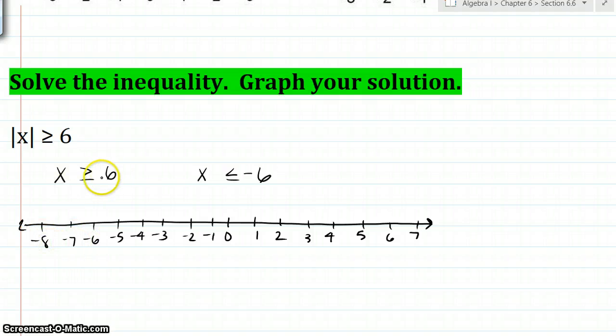Okay, so at 6, I have a closed dot because it's greater than or equal to, so it can equal 6. And it's greater than, so I shade greater than. And the other one is at negative 6, and it's a closed dot because it's or equal to, and I want anything less than that. So that is that solution.